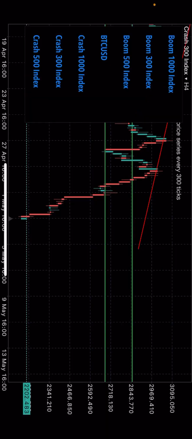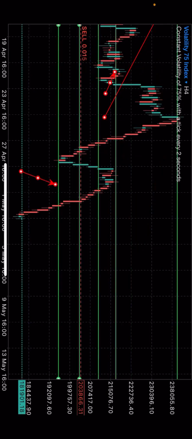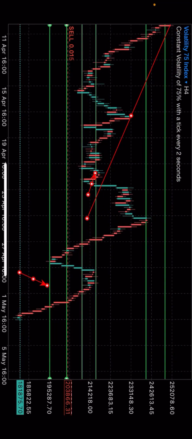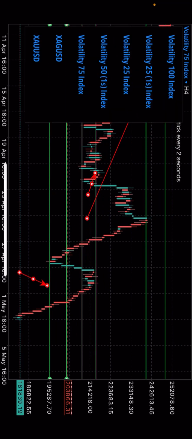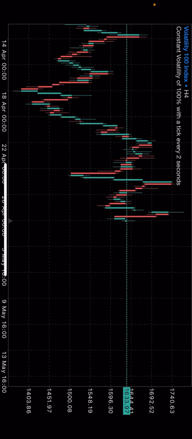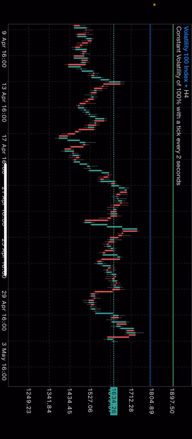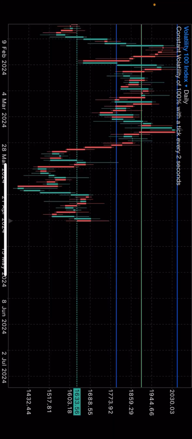So this is the VIX75 and it's still running. Okay, let's see where we are going. Let's analyze another VIX, let's say VIX 100. Let's start from the 24-hour time frame, the daily time frame.